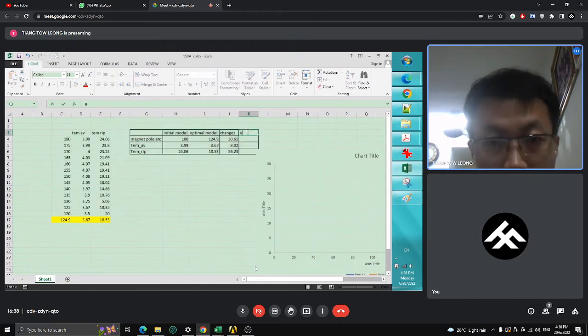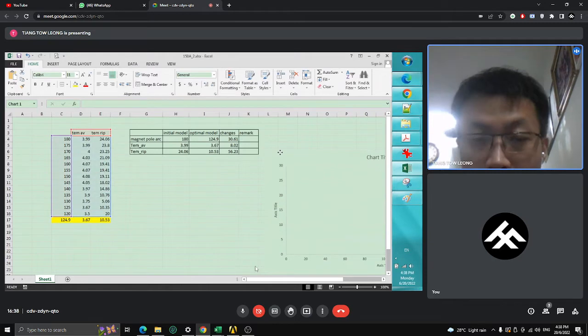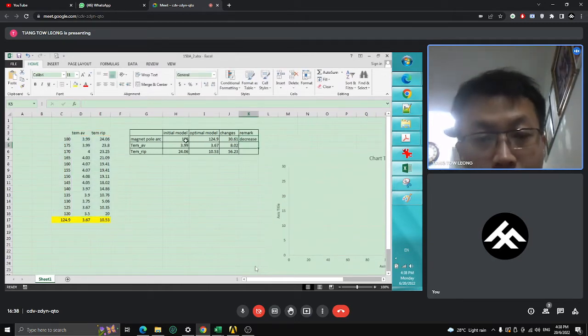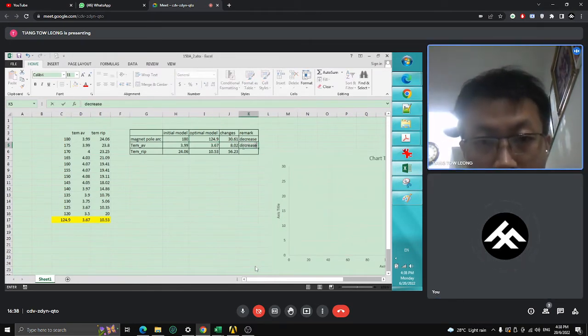So the remark. And this, the first one is decreasing, right? Right or not? It decreases from 180 to 124. Oh yes, decreasing. This is decreasing too, right? This is increase, right? This is decrease too, right? Yes, decrease. Okay.